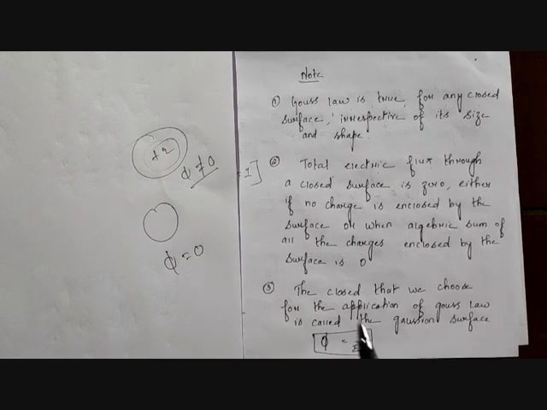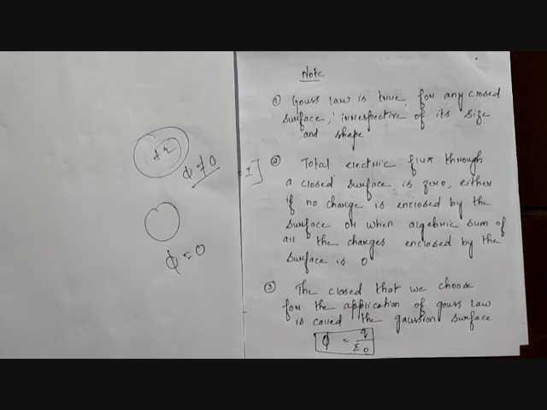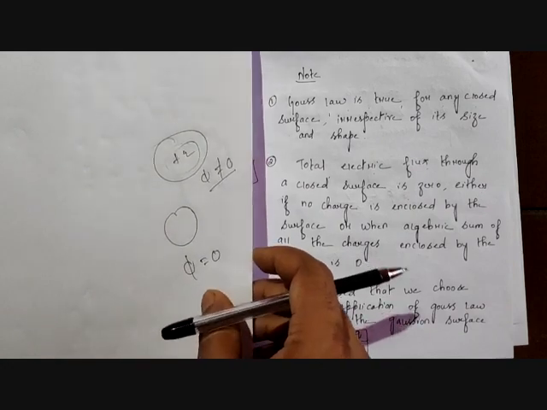Okay, last point, the closed surface that we choose for application of Gauss law is called a Gaussian surface. If I apply Gauss law to this surface, this surface will be called a Gaussian surface. Clear? So these are some conditions for Gauss law. And now we're going to do some applications. Applications are very important for your exam, students. Listen carefully.